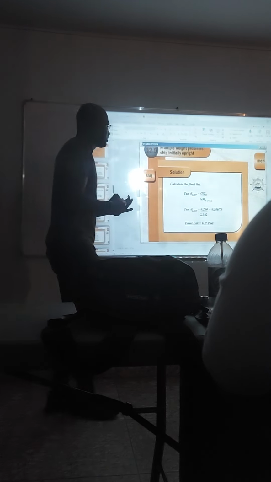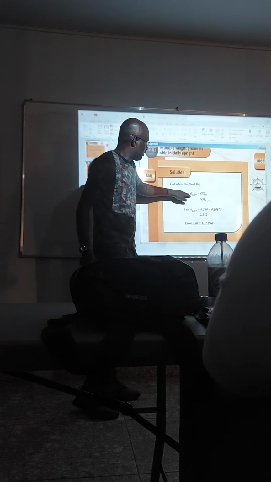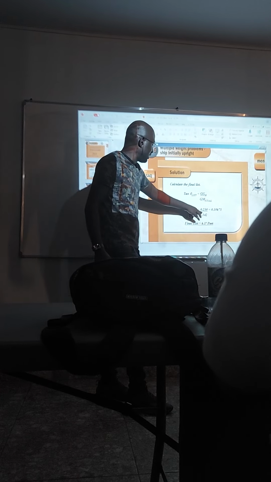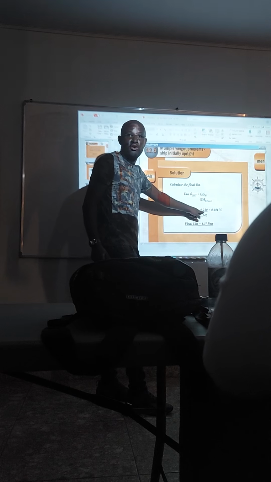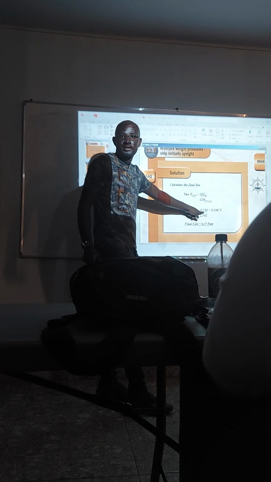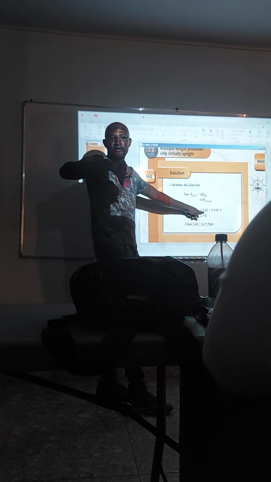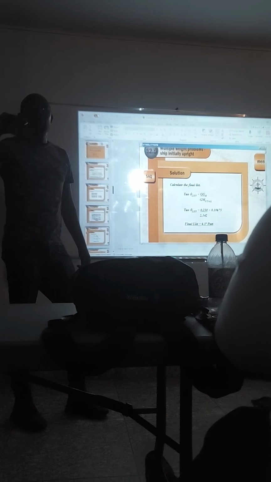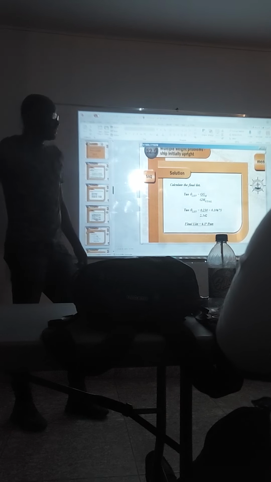So calculate the final list, right? We have the final list here as this here, GGH, GM final, and then we have the 0.25. We know how we get the 0.25, right? Yes, sir. Everybody? We know how we get the 0.25. Yes, sir. Go back to the slide.